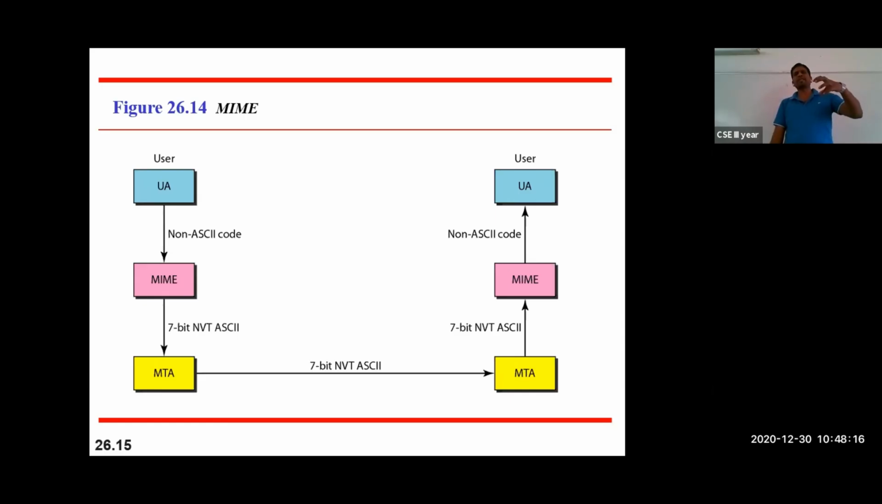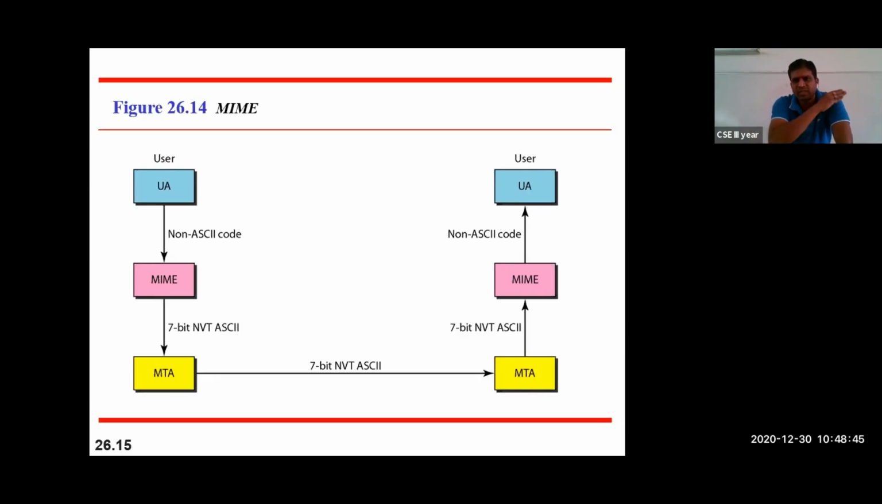So MIME takes that non-ASCII data, zeros and ones, and converts it into its equivalent 7-bit ASCII. There is no rule, just break it into 7 bits. Whatever the input, just break it into 7 bits. It's simple to understand. Then that 7-bit ASCII is given to the MTA. It is not doing anything new, it just does a conversion in between. MIME is just helping in between the user agent and the mail transfer agent.